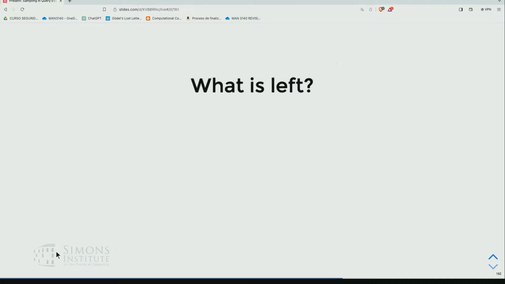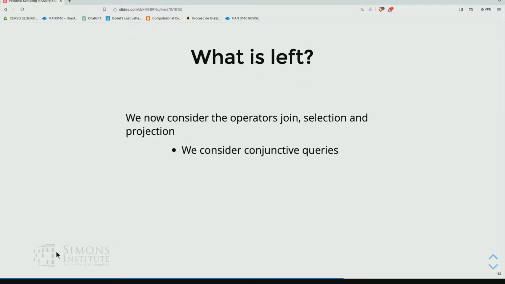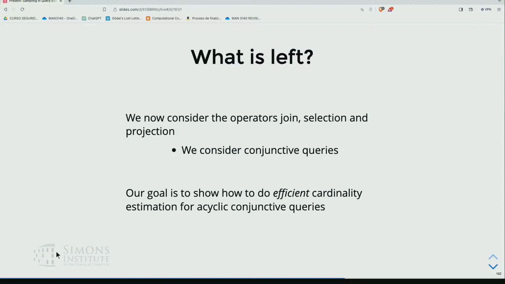So let me say a few words about this. What is left is that we now consider joint selection and projection. So what we're considering is really conjunctive queries, and our goal is to show how to do efficient cardinality estimation for acyclic conjunctive queries. Efficiency here means polynomial time, but in practice you want something much faster, like linear time.